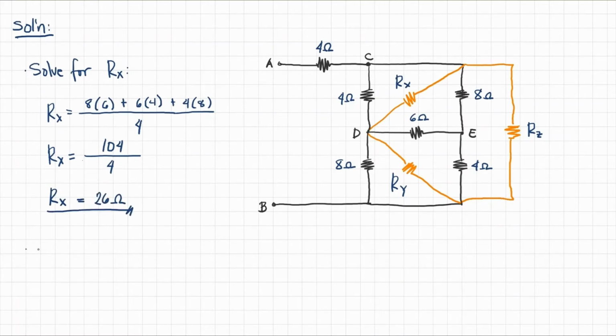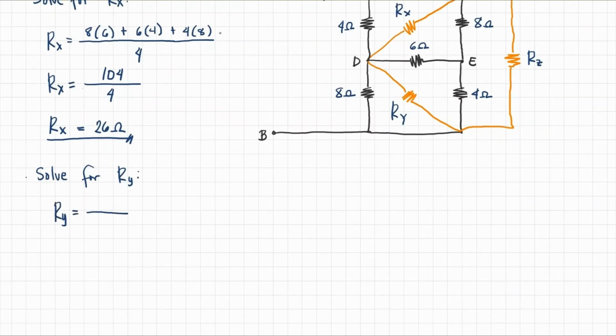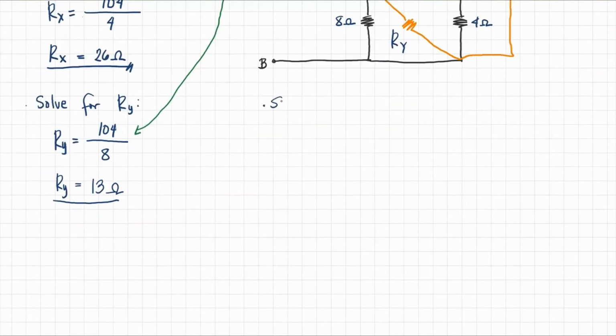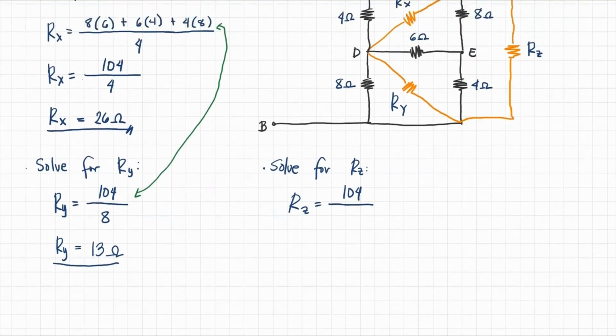So that 104, tandaan natin yan, since similar lang naman ang numerator natin sa lahat, then we can just copy it, no? So we can now solve for Ry. Ry is simply equal to the numerator, which is 104, divided by the opposite. Ang opposite niya ay 8. So ang Ry natin is equal to 13 ohms. Finally, we can now solve for Rz. Rz is again equal to the numerator 104 divided by the opposite, which in this case is 6 ohm. So the value for Rz is equal to 17.33 ohms.